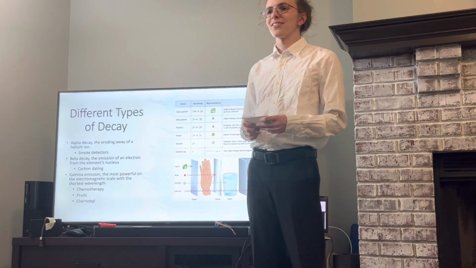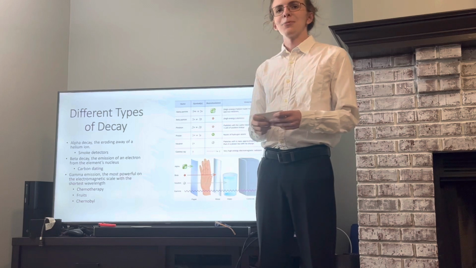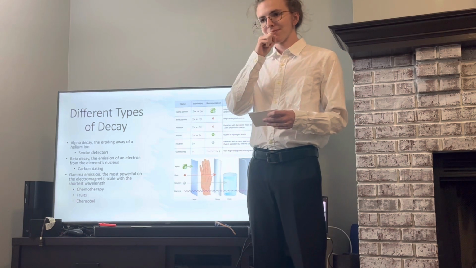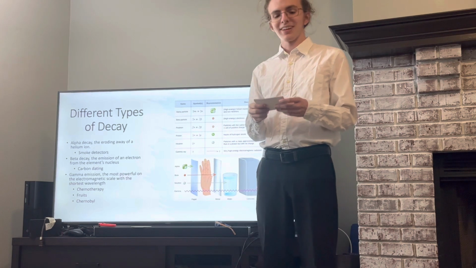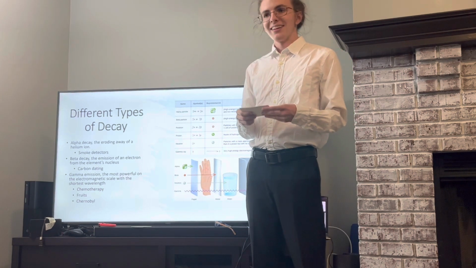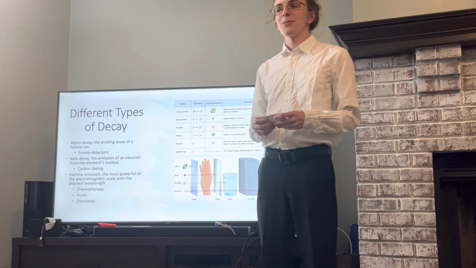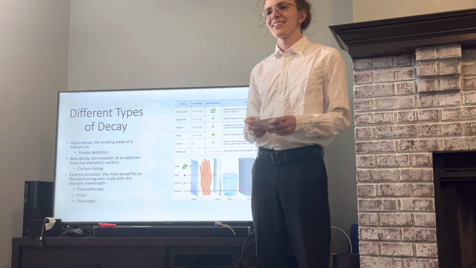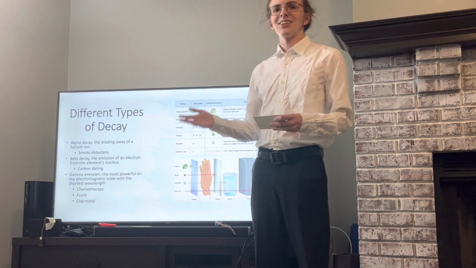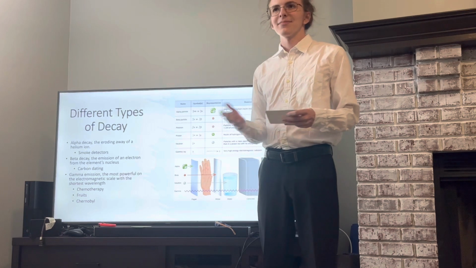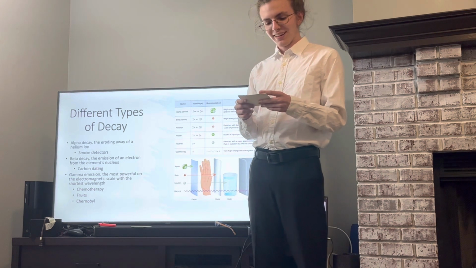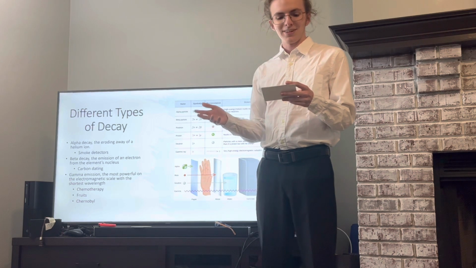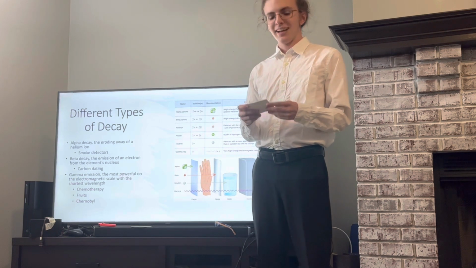And when smoke enters the detector, it will reduce the current just a bit and the alarm will be set off. And Wikipedia says that most of the helium currently in the atmosphere is caused by radiation from alpha decay. Beta decay is the emission of an electron from the atom.